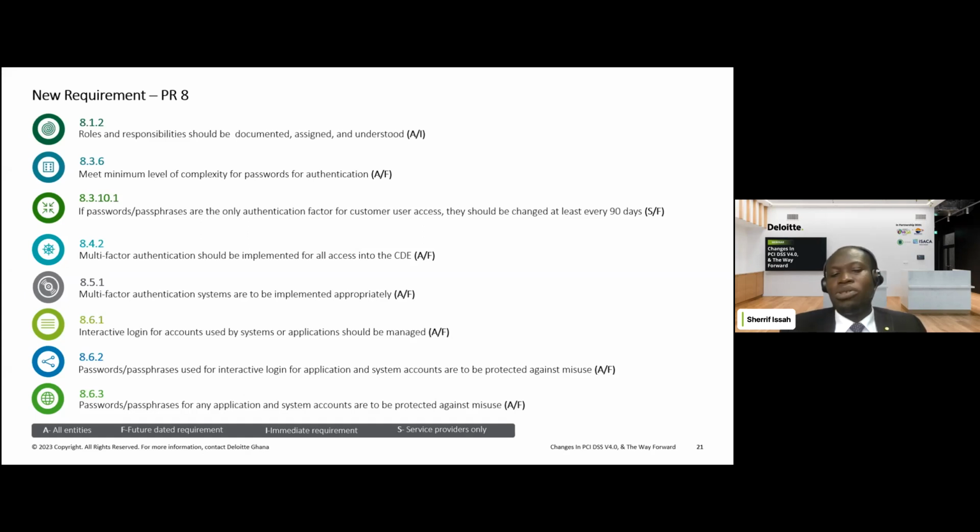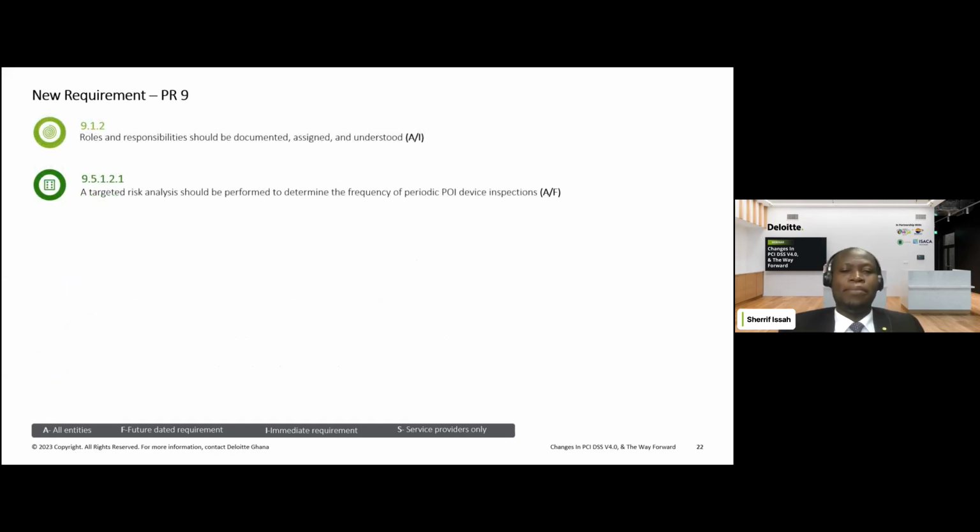Then 8.6.2 also says that passwords used for interactive login for application system accounts are to be protected against misuse. And 8.6.3 also says passwords for any application system accounts are to be protected against misuse. So all of these are focused on securing system and user accounts, especially the privileged ones. So move on to requirement 9.